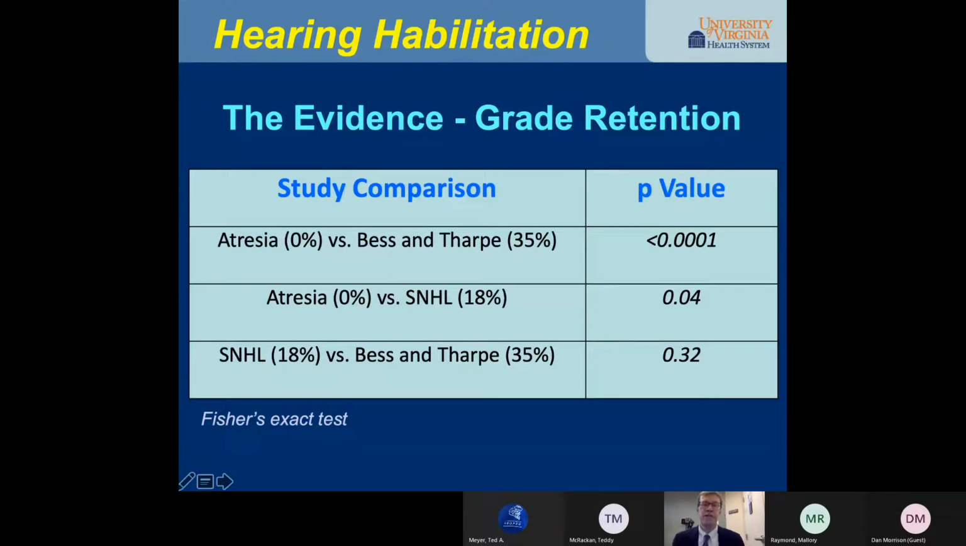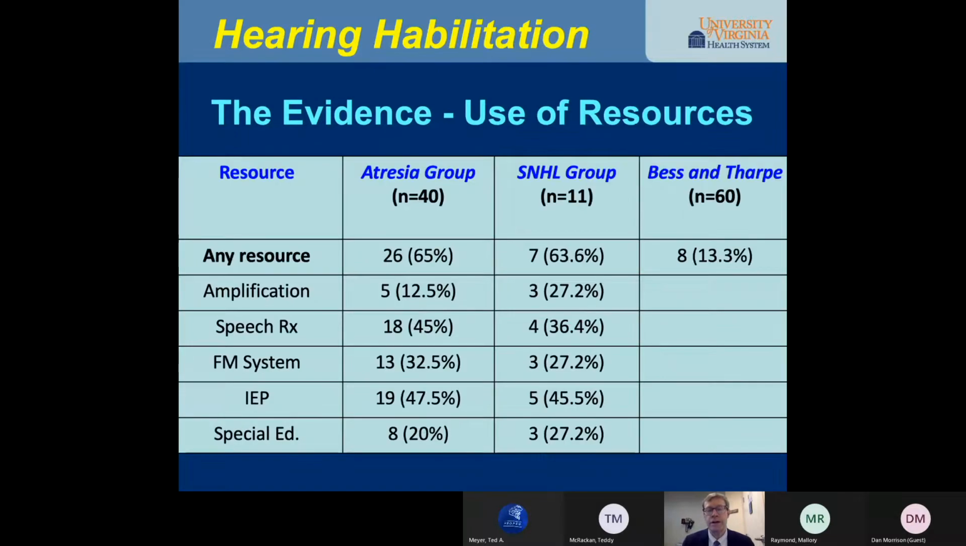So even though we're 25, 30 years down the road from the Bess and Tharp studies, I don't know that we're making a lot of headway in these children with unilateral sensorineural hearing loss, at least in terms of grade retention. So here are the resources that were used. 65% used any resource, but very few, only 12.5%, used any kind of amplification. This is for the atresia group. Interestingly, only about a quarter to a third of the unilateral sensorineural hearing loss group used a hearing aid as well.